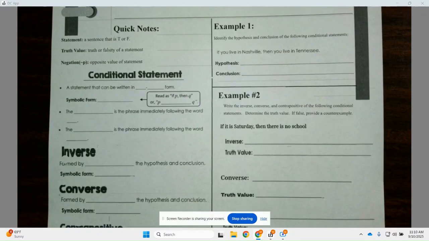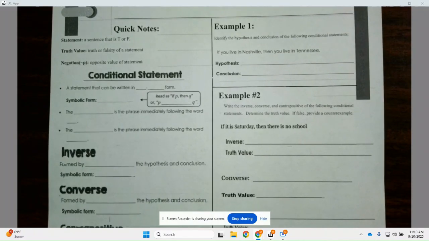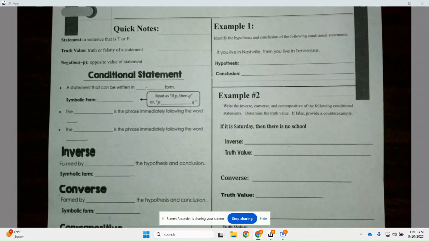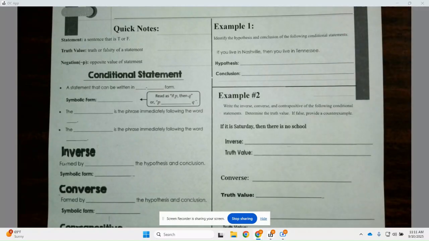Good morning, class. Well, today we're going to spend a little bit of time taking some notes for just a moment over conditional and biconditional statements. This is going to be the foundation of everything that we do when it comes to proofs and how we go ahead and prove things in this class. So let's get into this.